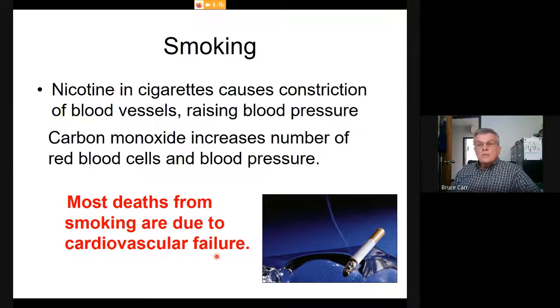We have so many diseases, not just smoking, that put a strain on the heart, and it is the heart that fails. And that's true of smoking as well. Most of the deaths are related to cardiovascular failure.